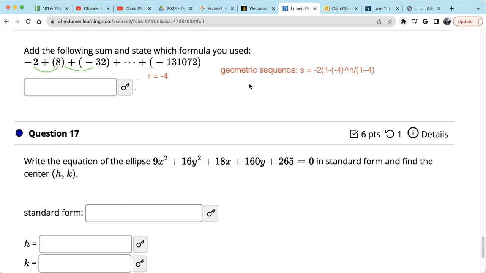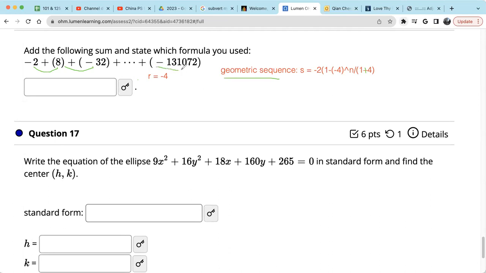So the sum of a geometric sequence equals the first term, which is -2 in this case, times 1 minus the ratio raised to n, divided by 1 minus the ratio. Well, this will have 1 minus -4, so this becomes 1 plus 4. Okay, so that's our formula.